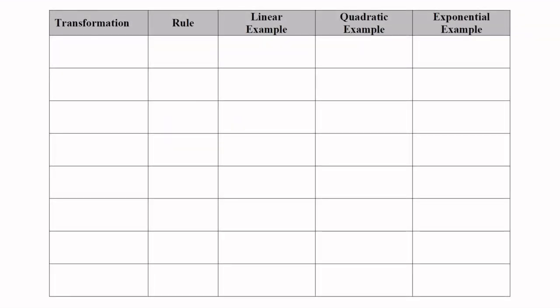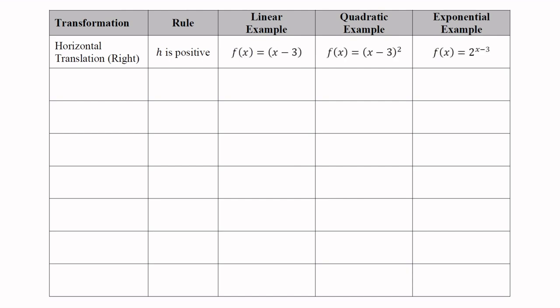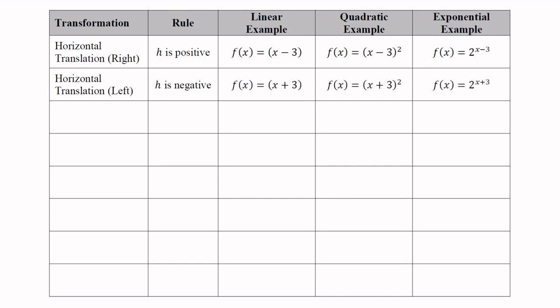So let's list through the transformation and look at the rules for all three. Horizontal translation to the right is when h is positive. So you're going to follow that with a minus some number behind your x. Horizontal translation to the left is when h is negative. So it's going to look positive in all three cases.